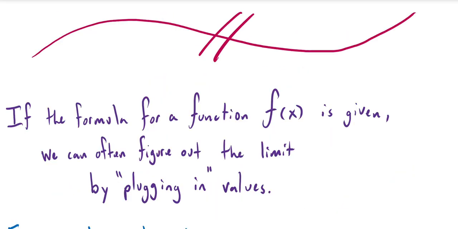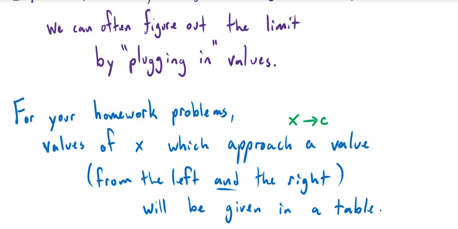If we're given a formula for a function f of x, then we can sometimes figure out the limit by plugging in values that approach a certain value from the left and the right, and see what kinds of patterns we can discern. Now, for the problems given in your homework, the values of x which approach a certain value are going to be given to you. You're going to see a sequence of x's which get closer and closer to a central value c, both from below, that is to say the left limit, and from above, which will give us the right limit. And we'll record these values in a table.